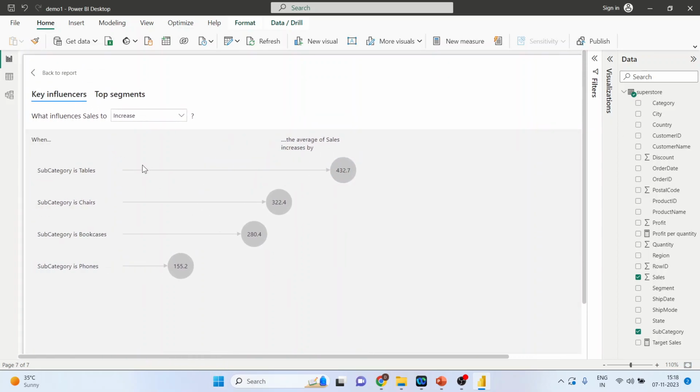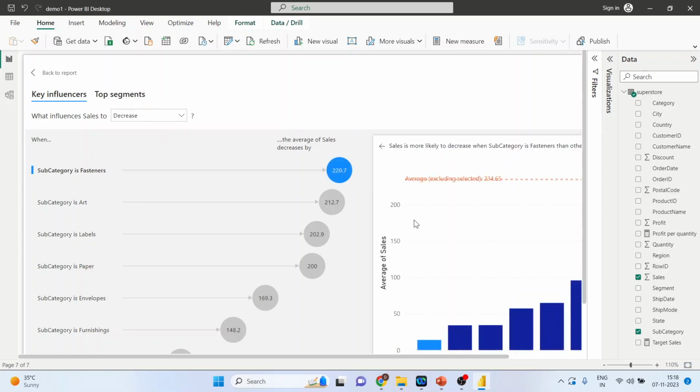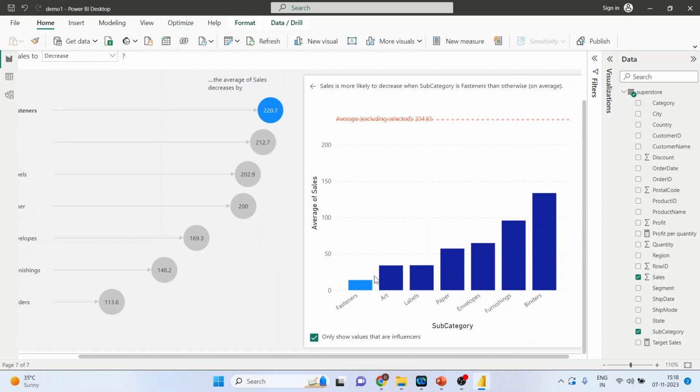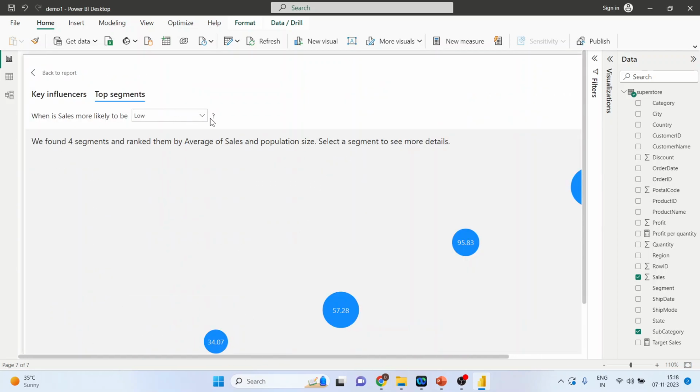You can also find out the reason for decrease. Click here. So these are the subcategories because of which our sales are dropping. Right. Now click on top segments.